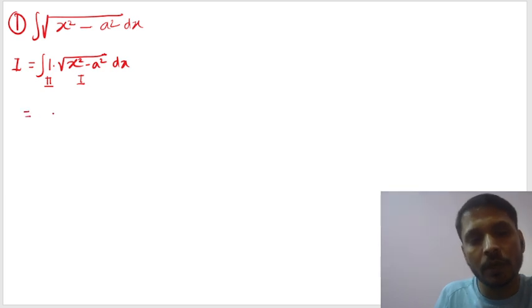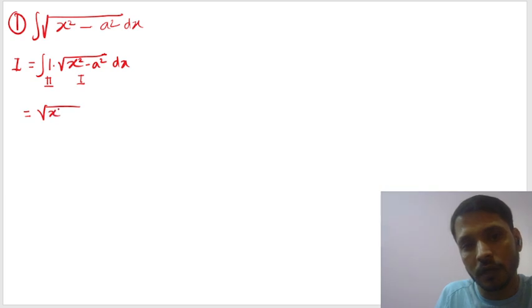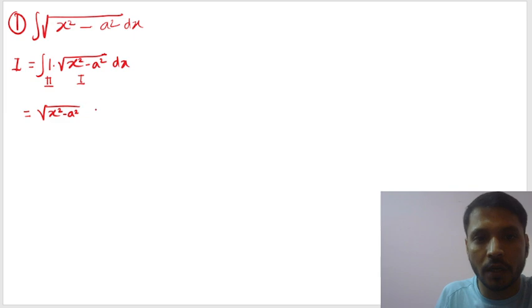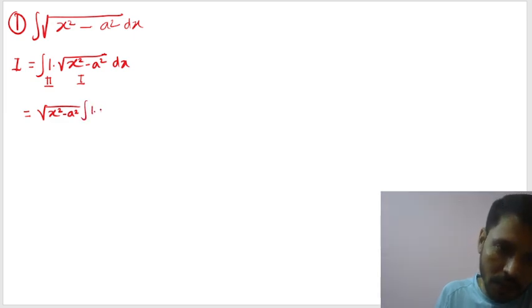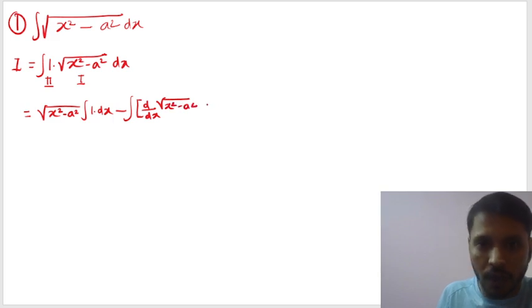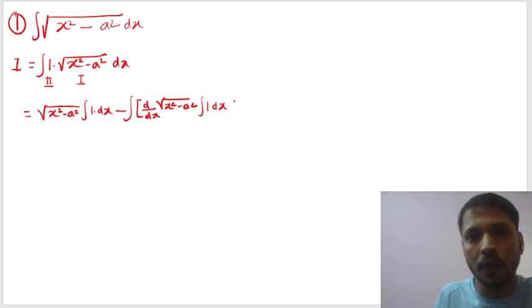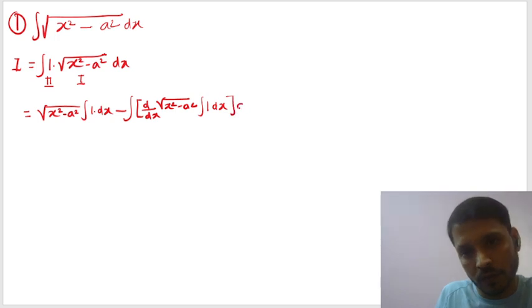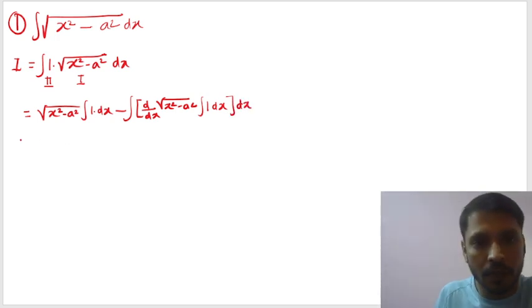So for by parts, we take the first function outside, this under root of x square minus a square, and integration of the second function, that is 1 into dx, and then minus integration, inside the bracket, d/dx of the first function. So here the first function is under root of x square minus a square, and inside that, integration of 1 into dx, bracket close, into dx. This is the by parts concept.